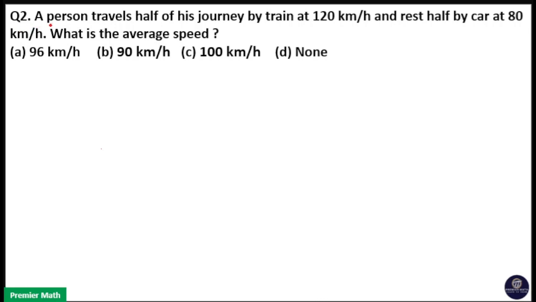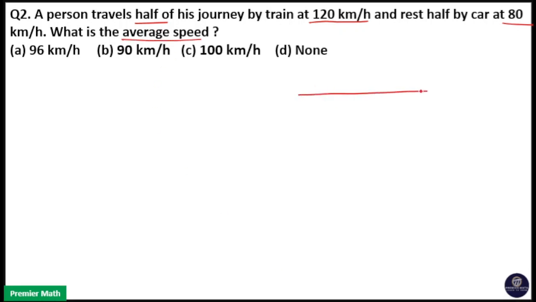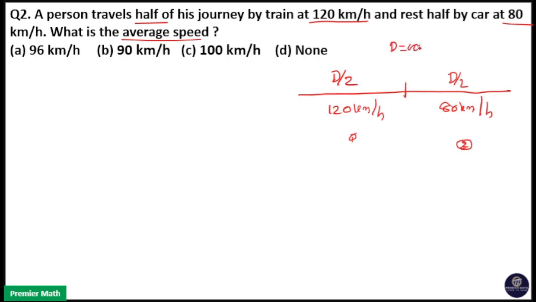Next is question number 2. A person travels half of his journey by train at a speed of 120 km per hour and rest half by car at 80 km per hour. What is the average speed? Here, if the total distance covered is d, that means half the distance d by 2, train covered at 120 km per hour and another half d by 2 at 80 km per hour. So here you can see distance is constant in both the cases, that is d by 2. So distance is same here.